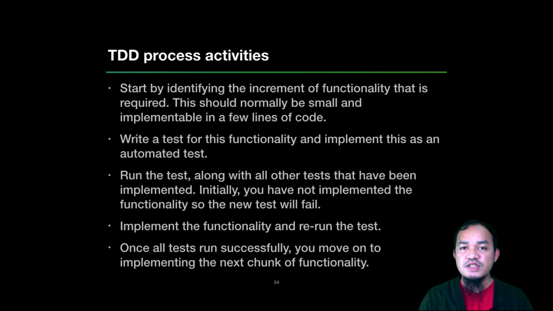For the process activities, if you want to do TDD, you have to start by identifying the function first, what you want the code to do. Then you write the test, run the test, implement the code, and rerun the test if it is not successful. If it fails, you have to refactor, meaning you edit the code again and again until the functionality passes the test, and then you can move to another chunk of functionality or features.